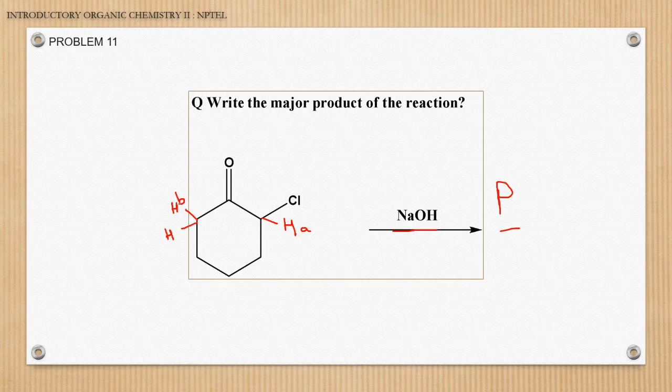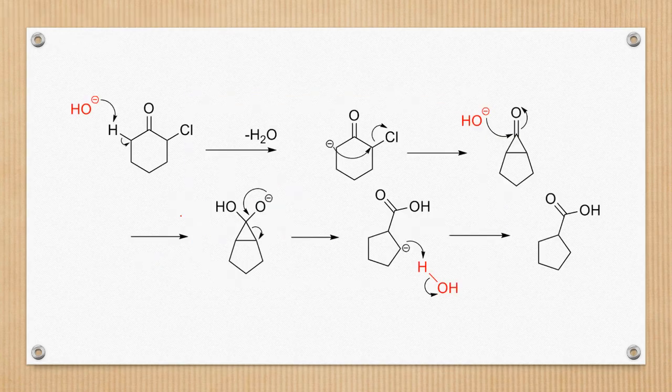So here what is happening? First of all, your base will abstract this proton, that is HB. Why? Because after the generation of carbanion here, this anion can eliminate your leaving group, that is chlorine. Also, chlorine is an electronegative atom and can handle a negative charge, but you can also see that it has a lone pair of electrons, so it also behaves as an electron releasing group. That is why the negative charge is not going to be stabilized at the alpha position adjacent to chlorine. So here HB is getting eliminated.